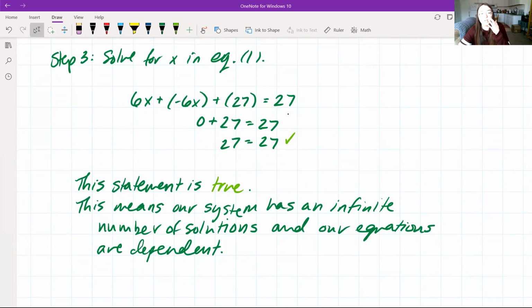So even though our statement is true, we're still not solving for our variables. And this just tells us that it doesn't matter what value we plug in for our variable, our statement will always be true. 27 is always equal to 27, and it doesn't matter what we plug in for x. Therefore, it doesn't matter what we plug in for y. So we have an infinite number of solutions and our equations are dependent, which means that our equations are the same line.